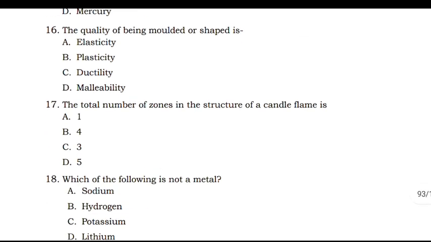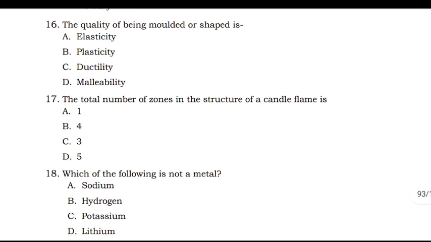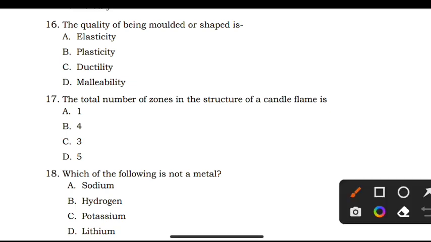Now move forward. Question number 16. The quality of being molded or shaped is elasticity, plasticity, ductility, and malleability. In these options, option B will be the correct answer, plasticity, which is the quality of being molded or shaped.